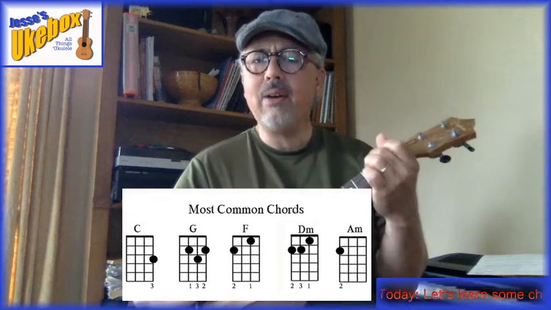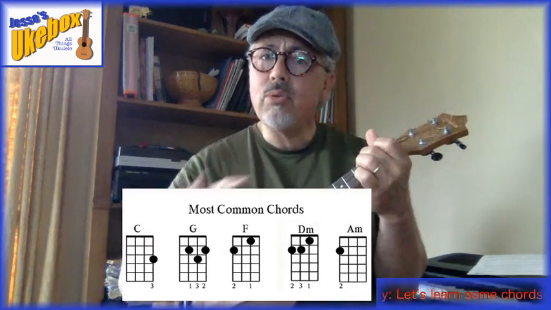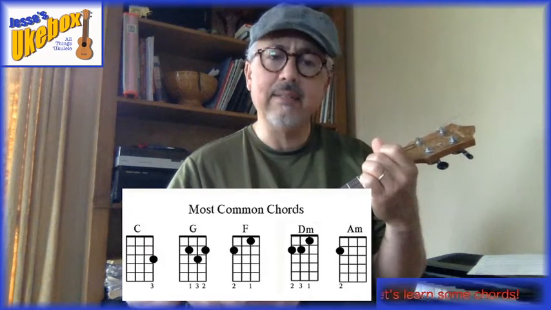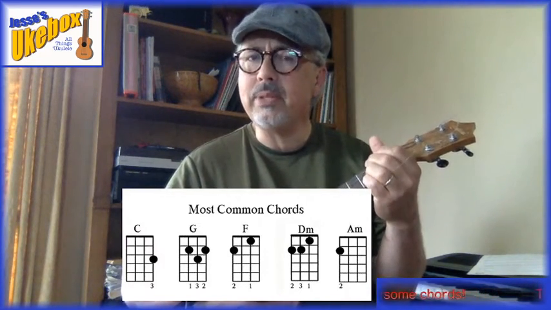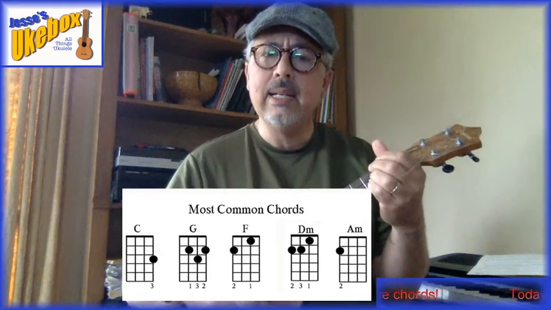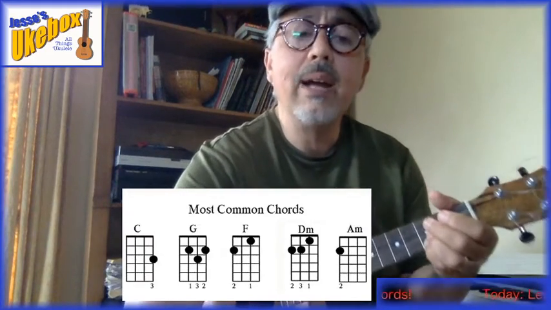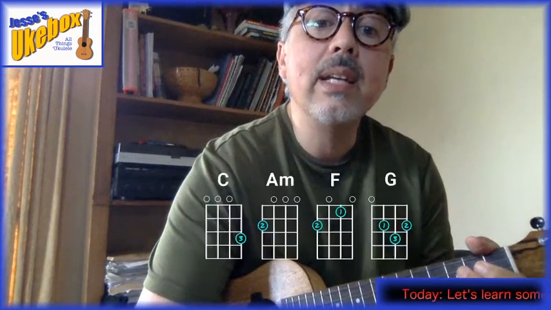Okay, why are those so critical to playing most songs in any kind of music, but especially pop music, popular music? It's because they cover a lot of ground. So I'm going to change this here and add in, let's see if I can, okay. Now look at this chord progression. C, A minor, F, and G. Let's play it very slowly.